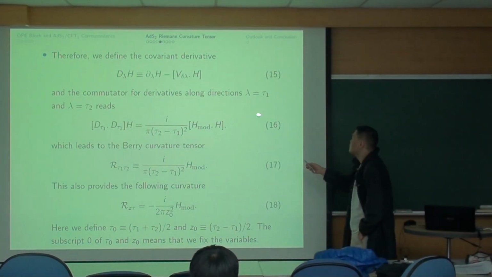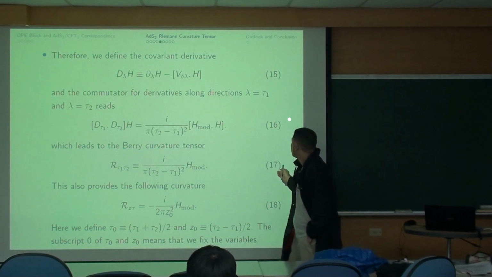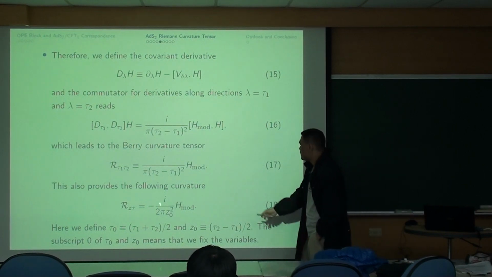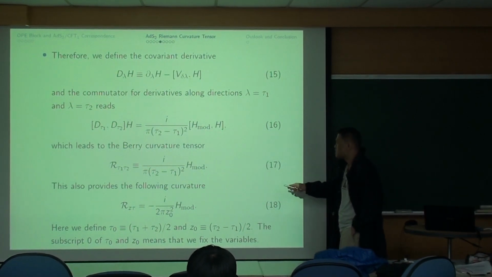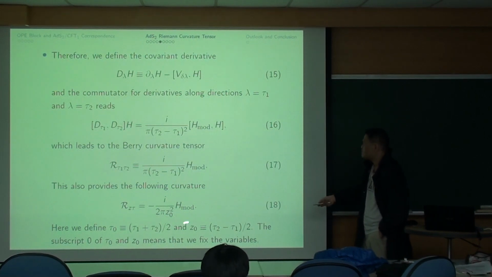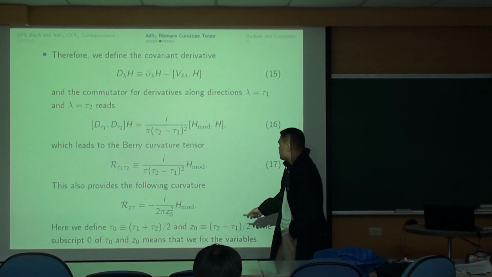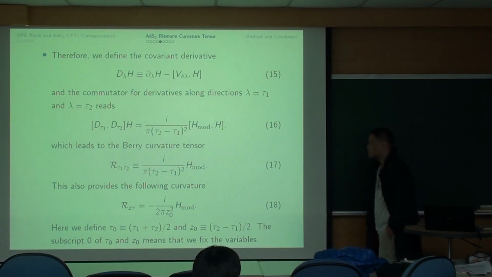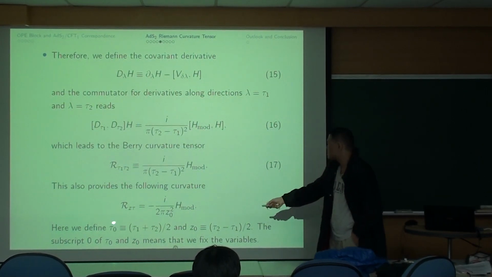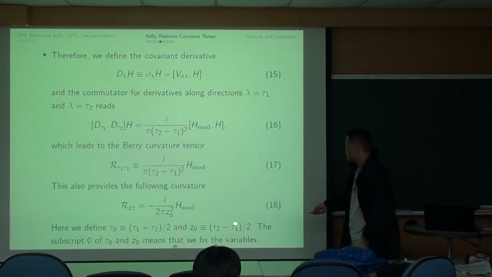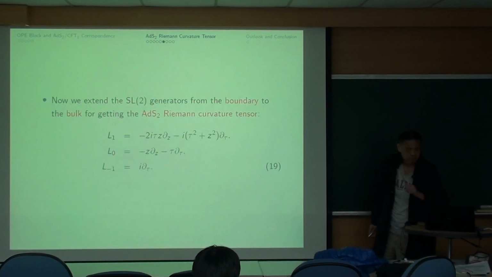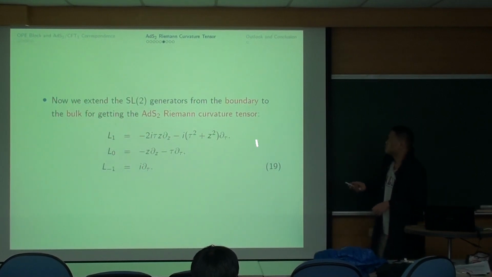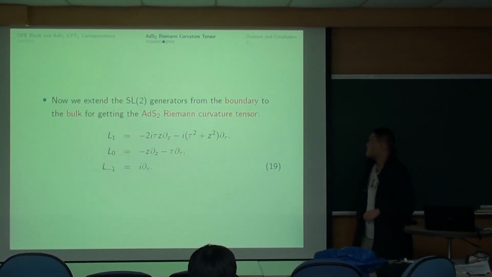The commutator of the derivatives, lambda equal lambda 1 and lambda equal lambda 2, gives us equation 16, which also gives us the modular curvature tensor R. And of course you can do some transformation and you get the R tilde. Of course, here I still do not say that it's the AdS2 Riemann curvature tensor. Here I name it the modular curvature tensor. But later I will say that it corresponds to the AdS2 Riemann tensor from some calculation. And the subscripts tau and D mean that these variables are fixed. And now we extend this SL2 generator from the boundary to the bulk for doing the conversion to the AdS2 Riemann curvature tensor.